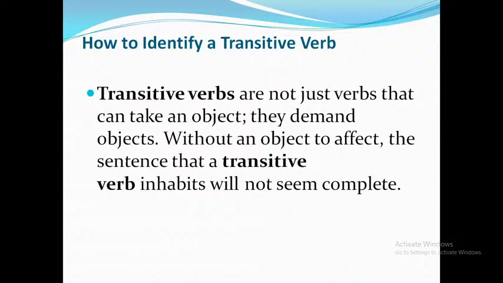Sometimes you get confused about which one is transitive and which one is intransitive. In order to solve this, transitive verbs are not just verbs that can take an object, they demand objects. After reading the sentence, you will find that the sentence is demanding an object, and without an object the sentence will not seem complete.